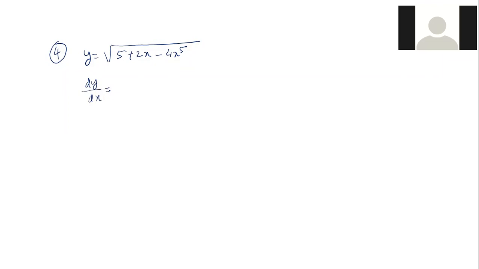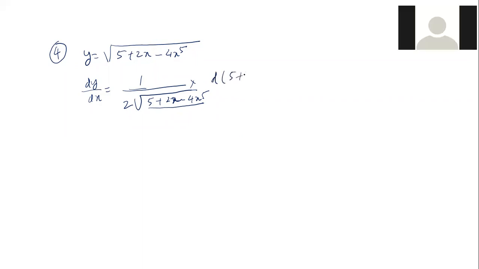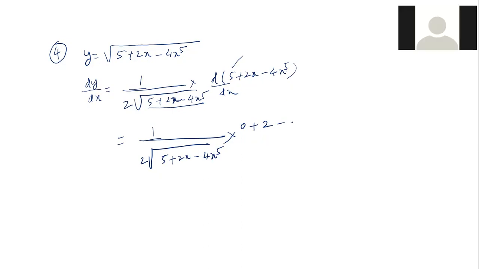dy by dx equals 1 by 2 root of all this, because first I'll take care of the 5 plus 2x. We'll take care of the root function first. Then dy by dx of this one, right? You can write it if you want. D of 5 plus 2x minus 4. So this will be 1 by 2 root 5 plus 2x minus 4, into, now this is a plus b plus c. Derivative of 5 is 0. Derivative of 2x is 2. 4 into 5 x to the power 4, that is 20. All right. Tell me.